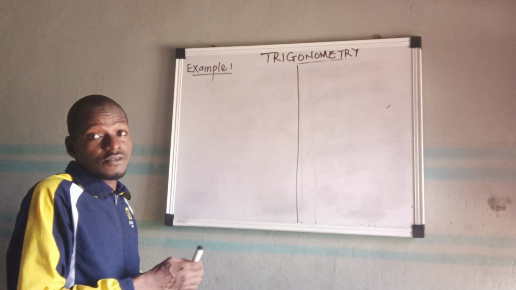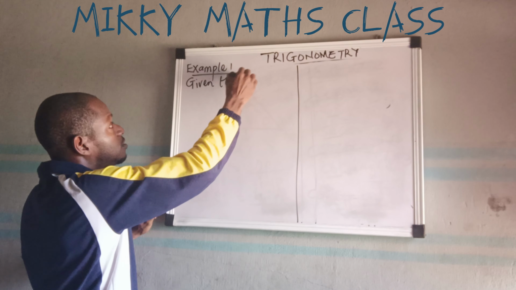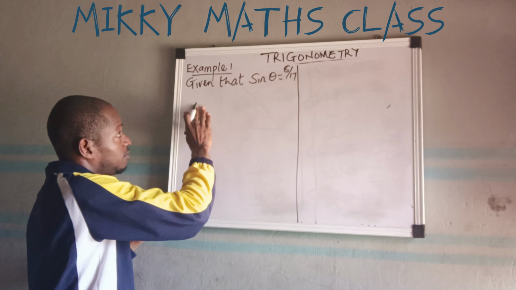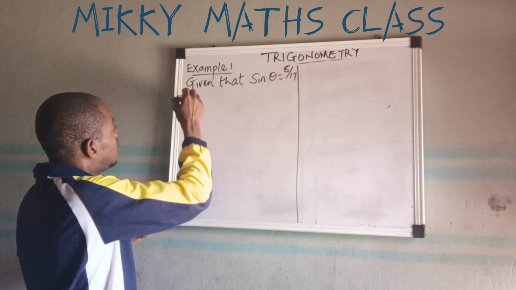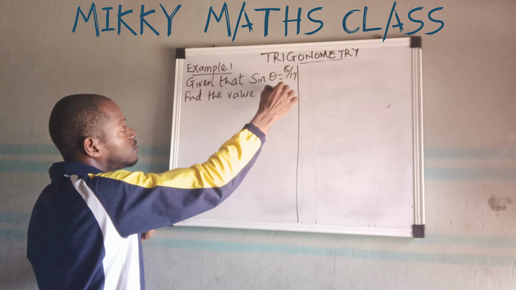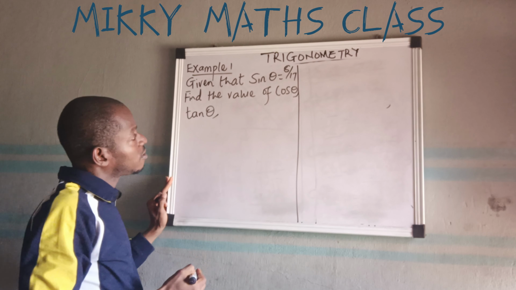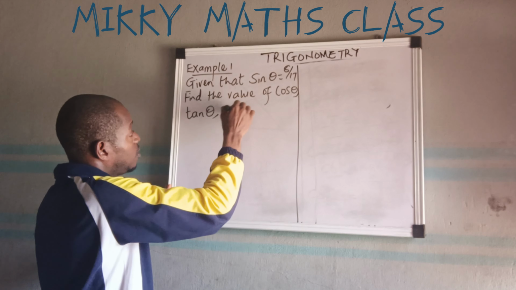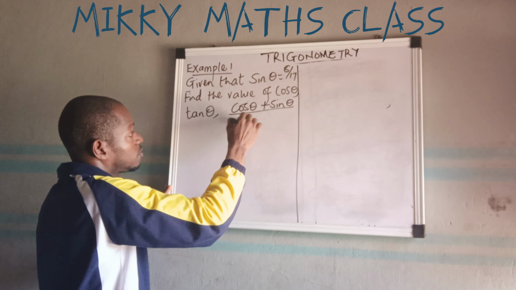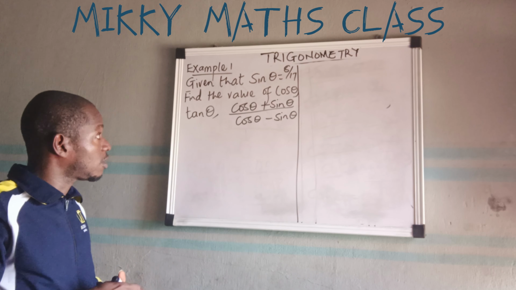All right, we can take example one. It could be asked a question that, given that sine theta is equal to 8 over 17, find the value of cos theta. You could be asked to find the value of tan theta. And lastly, you could be asked to find the value of cos theta plus sine theta all over cos theta minus sine theta. Okay, this is a question that you could be given.